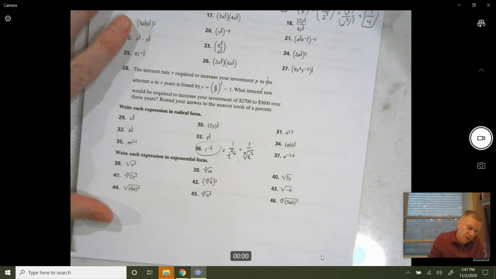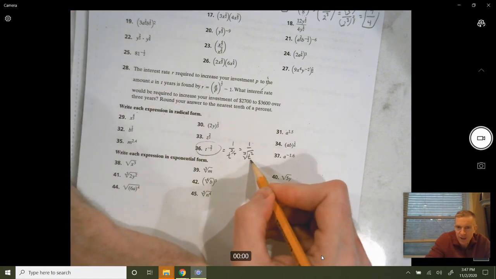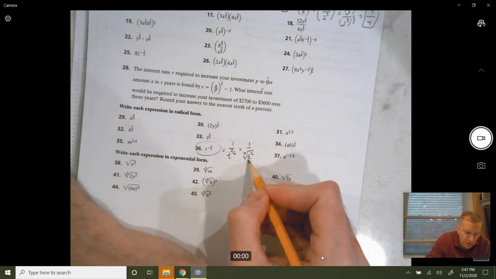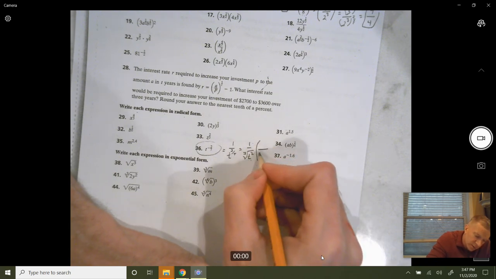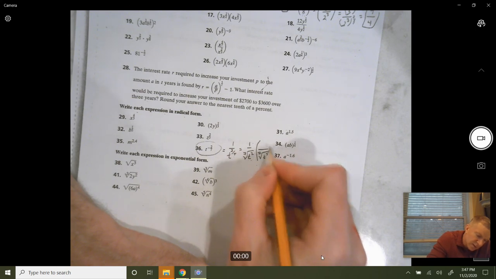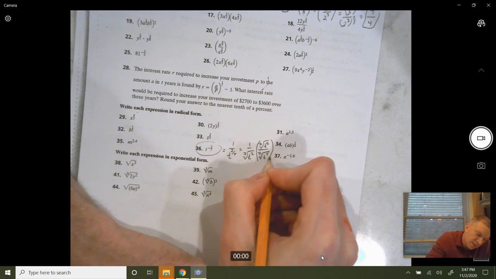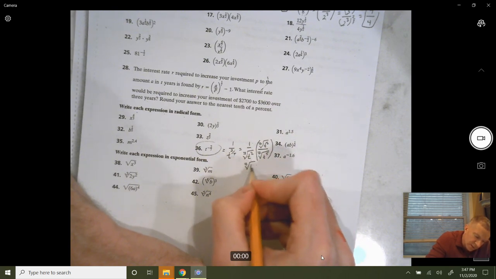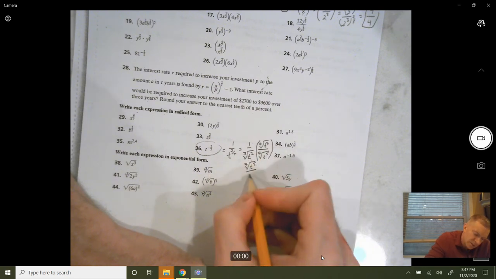Okay, now notice we have a radical in the denominator, so we want to simplify that. It's a 7th root, so we need 7 t's. We only have 2 t's. How many more t's do we need? Well, we need 5 more. So the 7th root of t to the 5th. So we get 7th root of t to the 5th on top. On the bottom, we're going to have the 7th root of t to the 7th, which is just t.